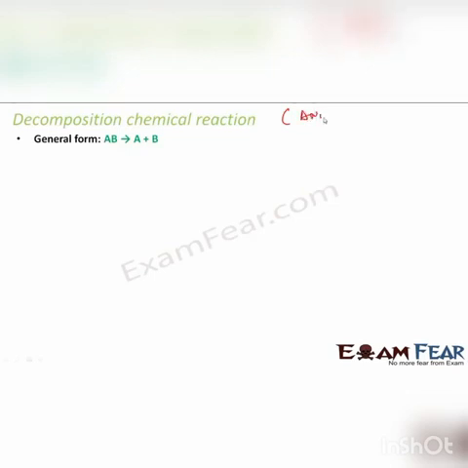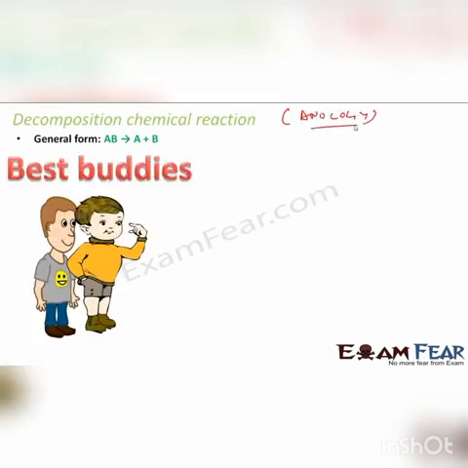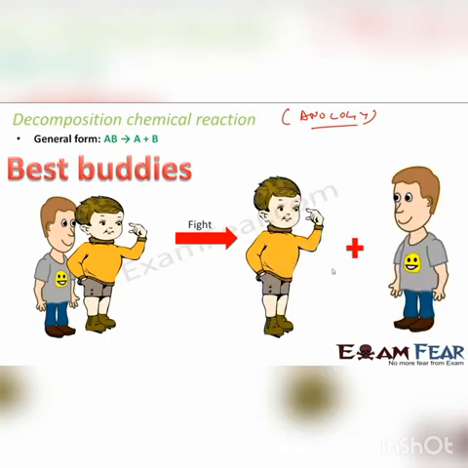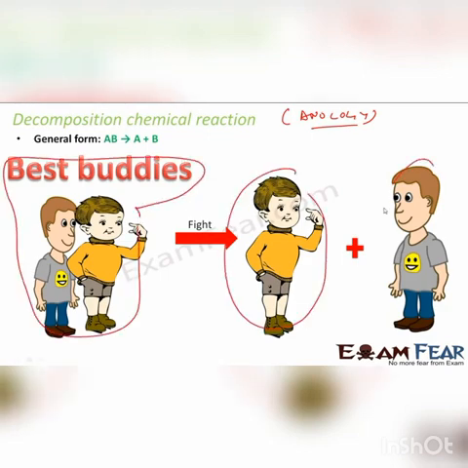The next is decomposition reaction. Let's study the analogy of this. They were two best buddies, now they're just one identity, and they fought over some topic. I don't know, maybe one got fewer marks, something. They just fought, and now they are two different people. So they were one identity called best buddies. They fought in real life, right? They fought and they became two different identities.